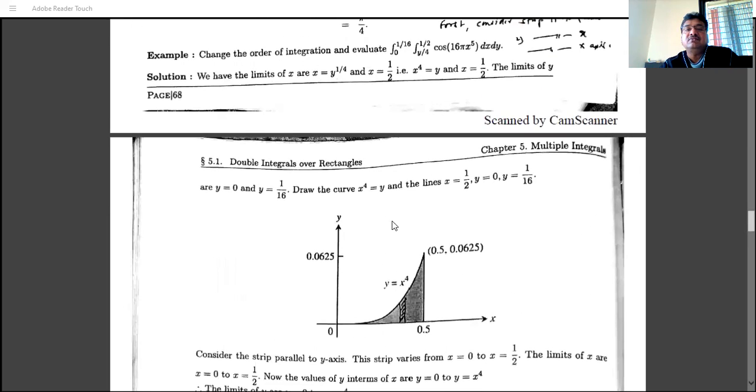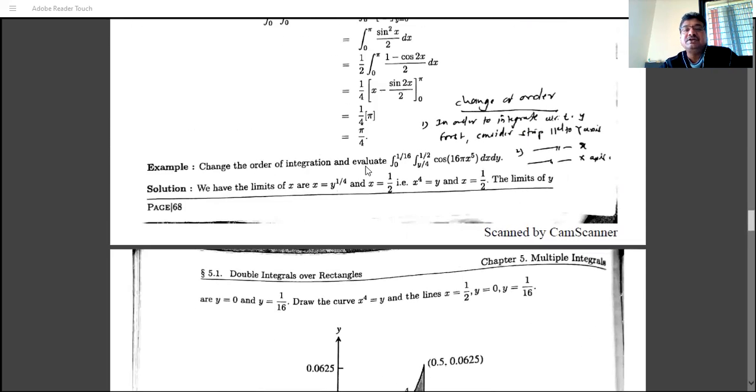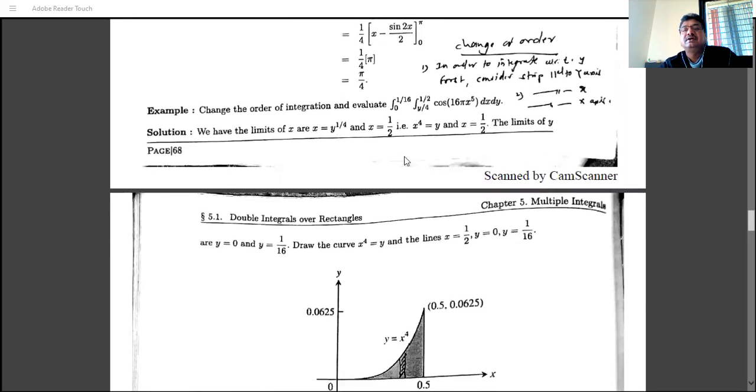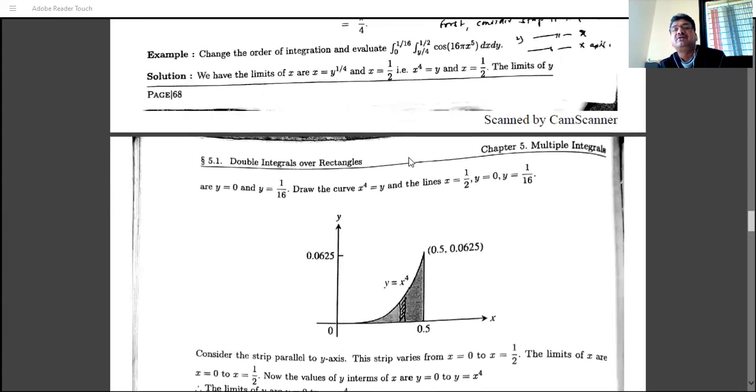So here the question is: change the order of integration and solve. If the question is only to evaluate, this is not part of the question. Suppose the question is only to evaluate this integration. Then also we have to change the order, because integration of cos 16 pi x raised to 5 with respect to x becomes complicated. So in order to solve the integration, it is necessary to change the order of integration.